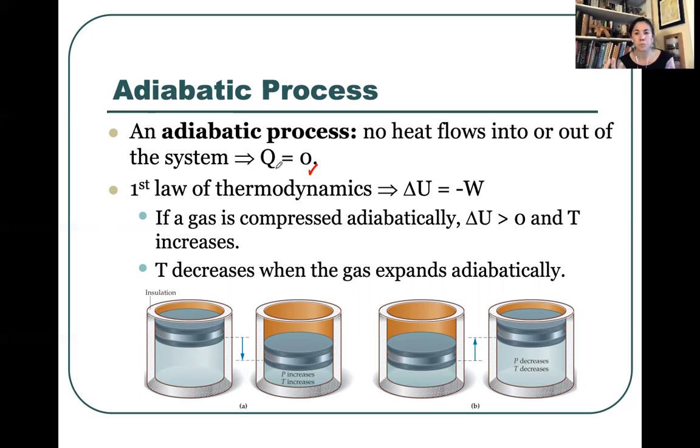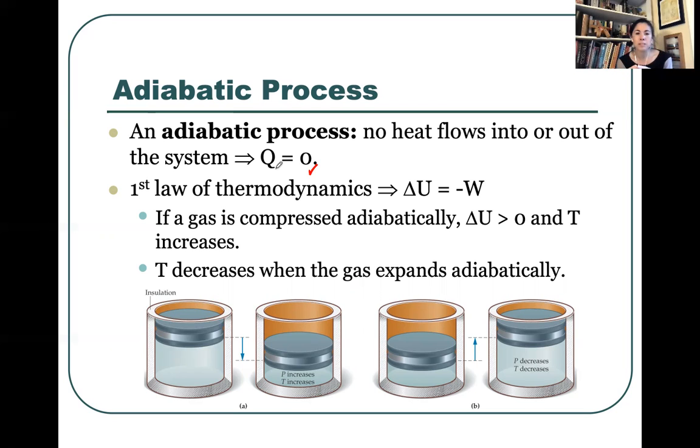Sometimes, because that's really difficult to do, you can have the process happen really fast. So in the video that I will post, that's what happened. We're going to create a little cloud through an adiabatic process, but we're going to make it happen really fast so that there's no time for heat to be exchanged, essentially.